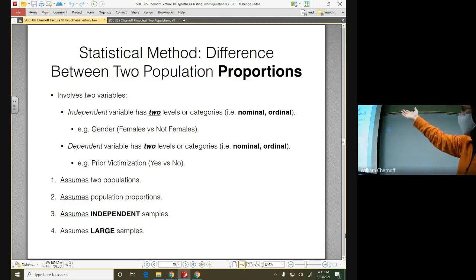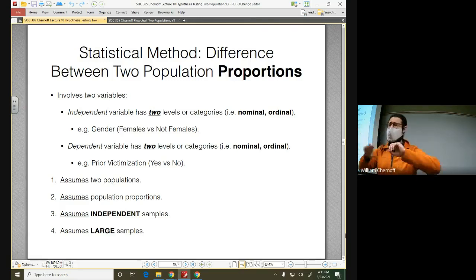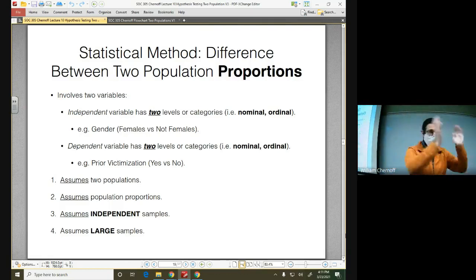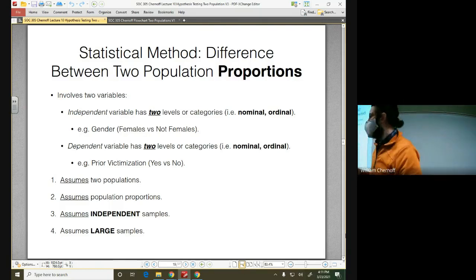So we have this difference between two population proportions method. It has 4 assumptions. It also has some stipulations about the kind of variables you can use this method on. Remember, you collect all kinds of data. You can't use any method you want on any kind of data. So you use this method when you have 2 variables that you care about. One that divides your sample into 1 of 2 groups, so it could be females versus not females. And 2, some other variable that divides your sample into 2 groups, so it could be prior victimization: yes, no.